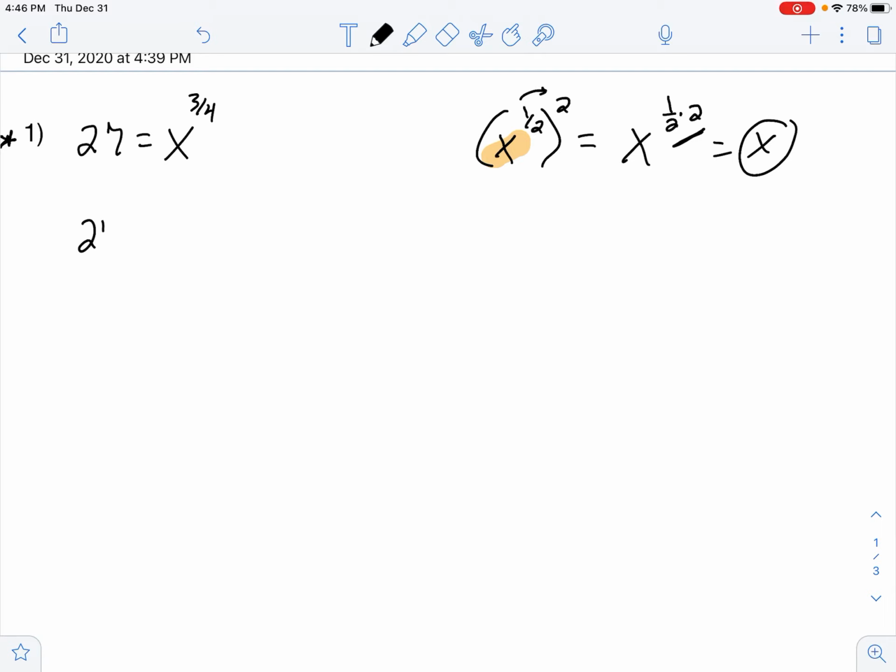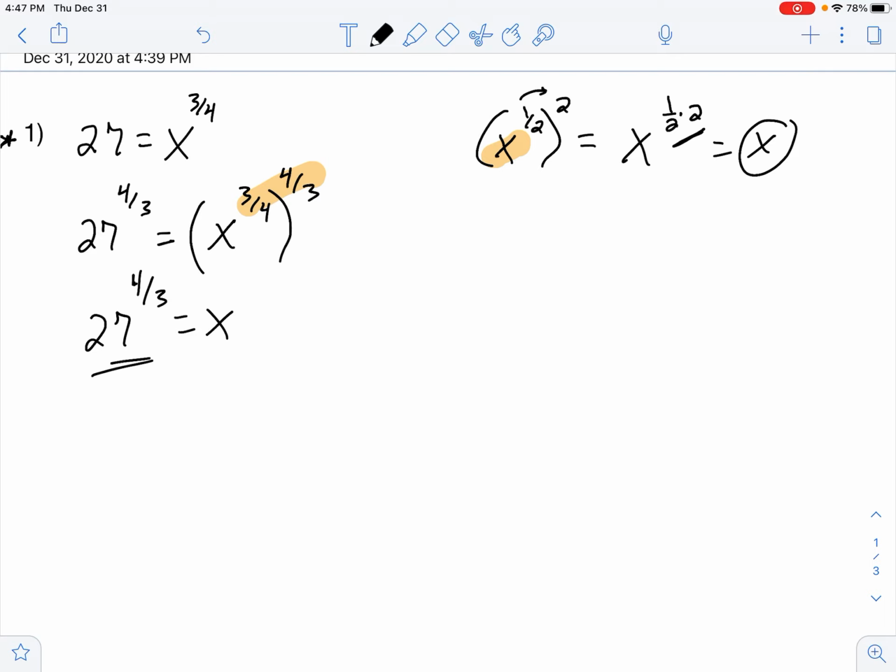So that means I'm going to have 27 raised to the 4/3, remember, reciprocal power, equals x to the 3/4 raised to the reciprocal power. Again, the reason why we're doing that, raising it to the reciprocal, is so that it will become 1. Because by properties of exponents, power to a power, we multiply, and multiplying reciprocals becomes 1. So then this gives us 27 to the 4/3 is equal to x. And most of the time, we will be able to simplify this value.